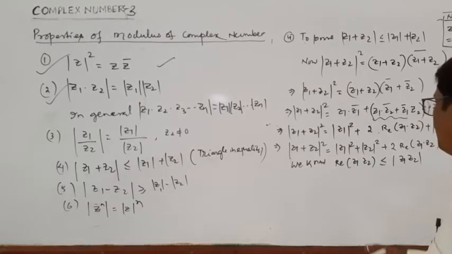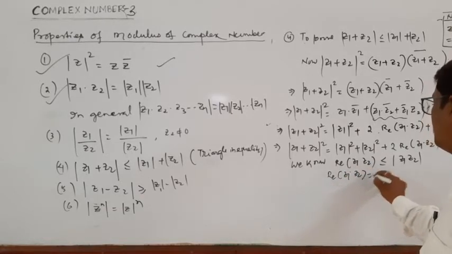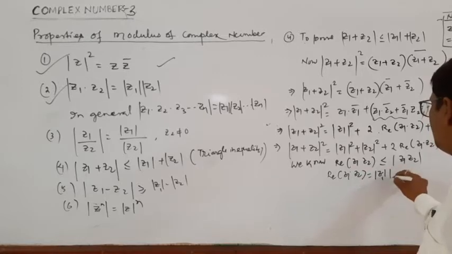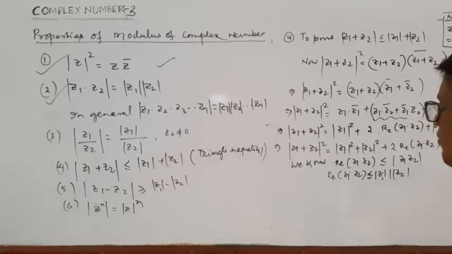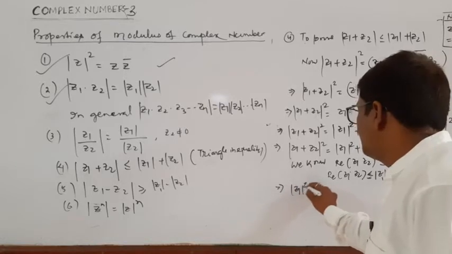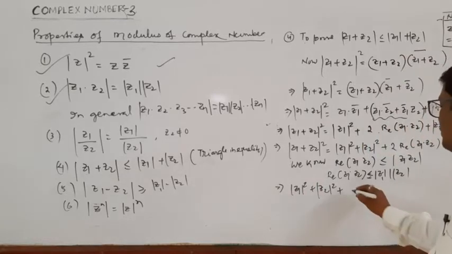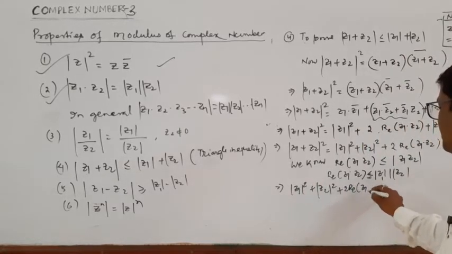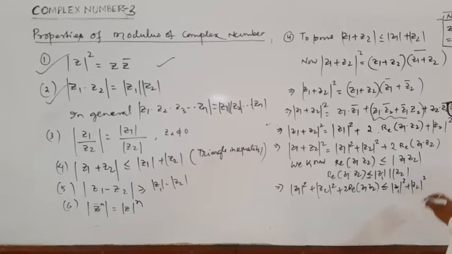So that is, the real part of Z1 Z2 is less than or equal to mod Z1 into mod Z2. Now adding both sides mod Z1 square plus mod Z2 square, plus here 2 into the real part of Z1 Z2, this is less than or equal to mod Z1 square plus mod Z2 square plus what?